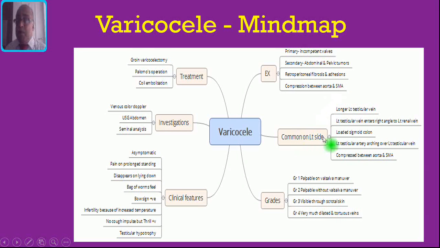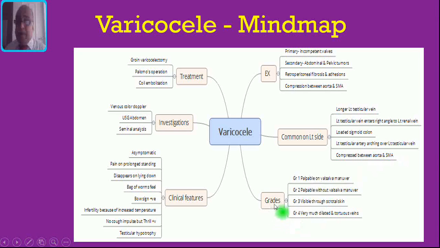It is more common on the left side because the left testicular vein is longer. The left testicular vein enters at a right angle to the left renal vein. This left testicular vein may be compressed by the loaded sigmoid colon, the left testicular artery, or it may be compressed in between the aorta and superior mesenteric artery.